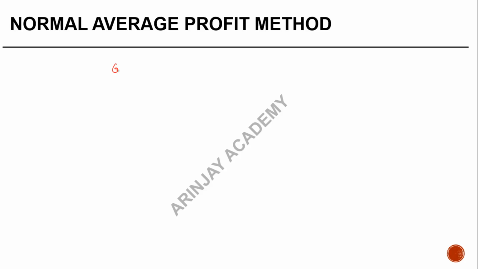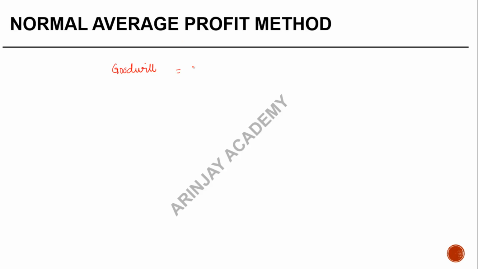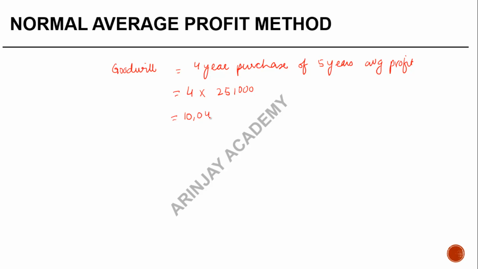What is the value of goodwill? The value of goodwill is given to be calculated as what? Let's go back to the question. 4 years purchase, or in other words, 4 times this amount. 4-year purchase of 5 years average profit. So 4 times 2,51,000, which gives us 10,04,000. So this is the value of goodwill in this particular case.